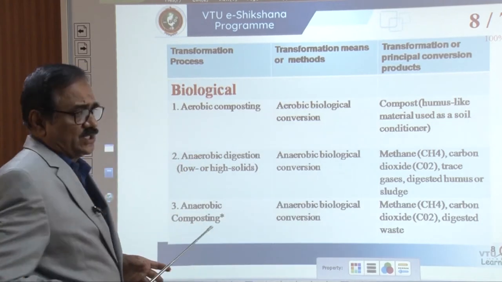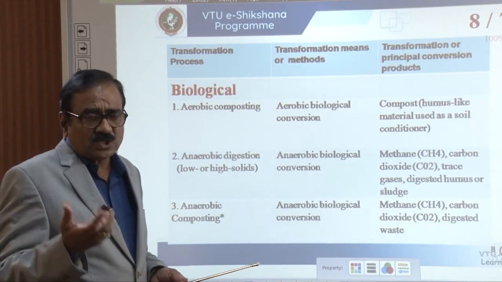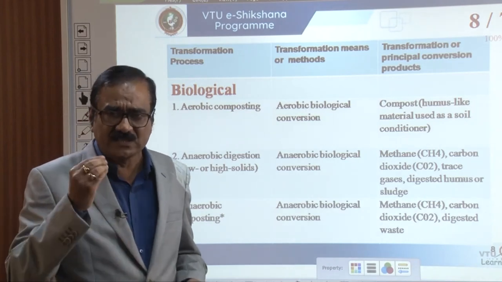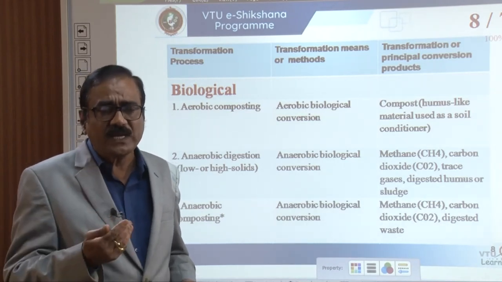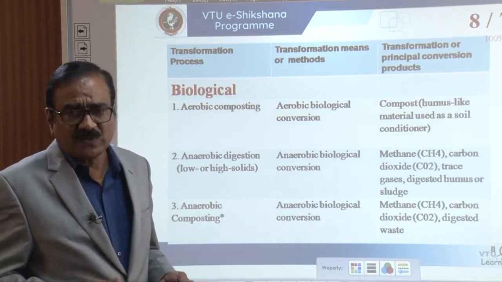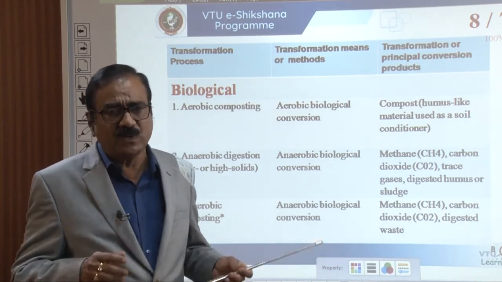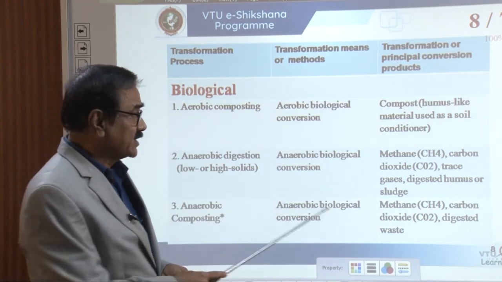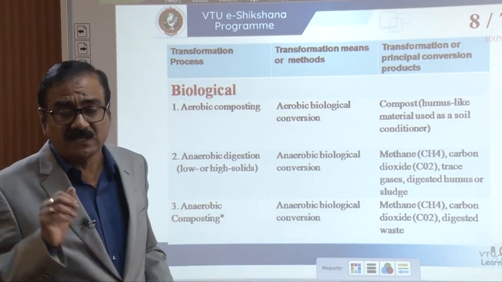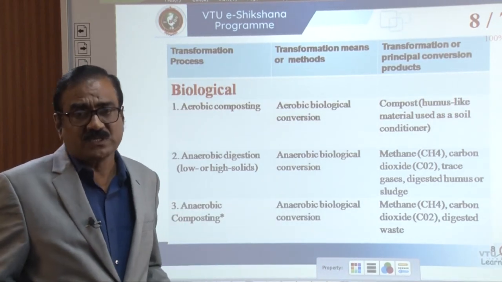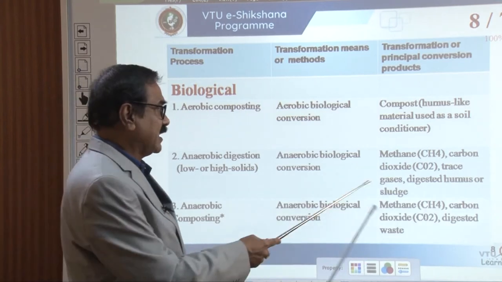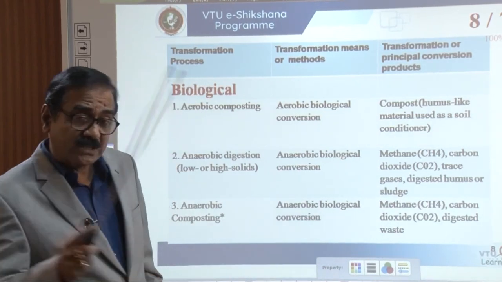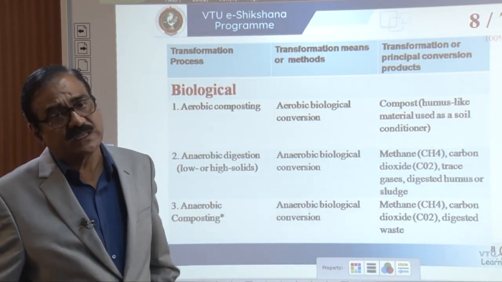There is anaerobic digestion. That means the organic fraction of the solid waste is made into a slurry, and that is put into anaerobic biological conversion. So anaerobic bacteria will act upon the organic fraction of this slurry of the organic waste. And interestingly, we get biogas rich in methane content, which can be used as a fuel. And also obviously carbon dioxide will be there, and digested humus or a sludge will be there, which further can be dried and used as a manure.